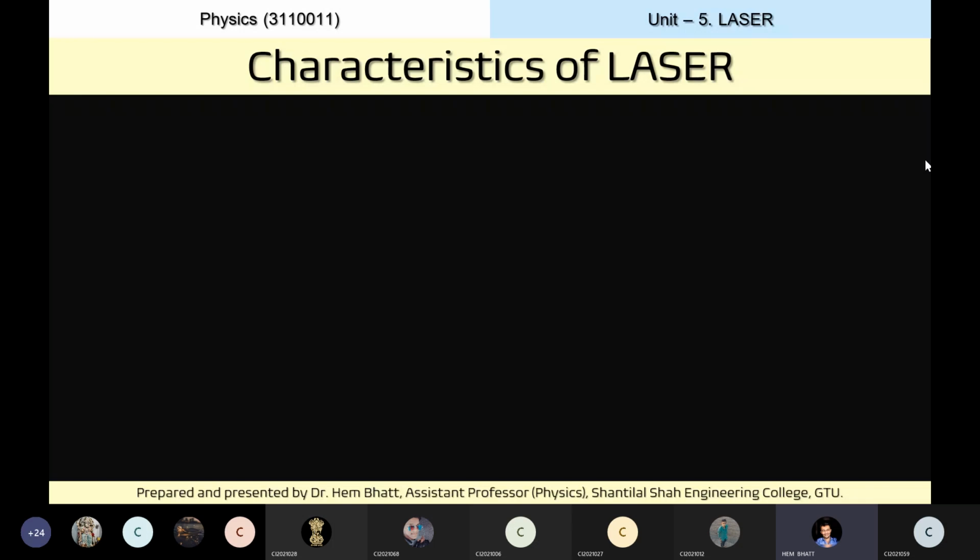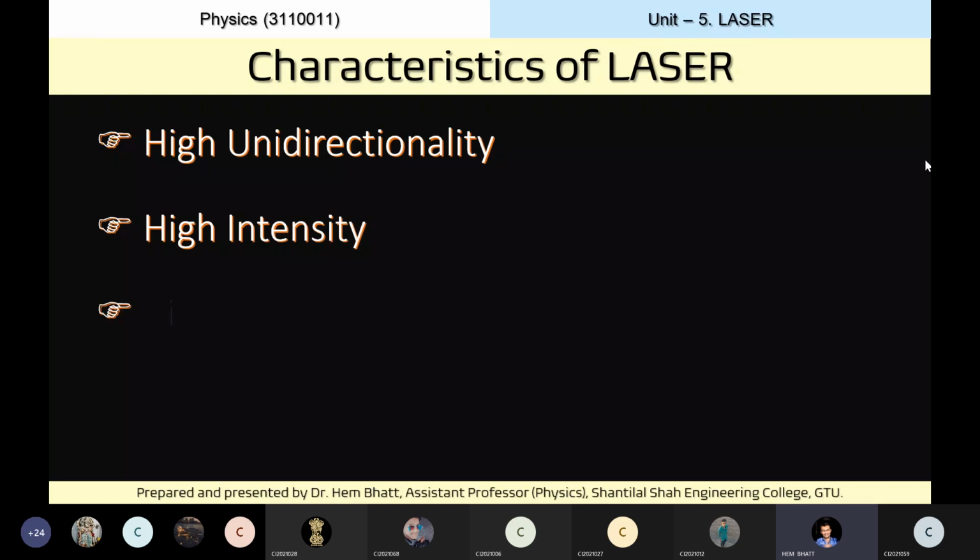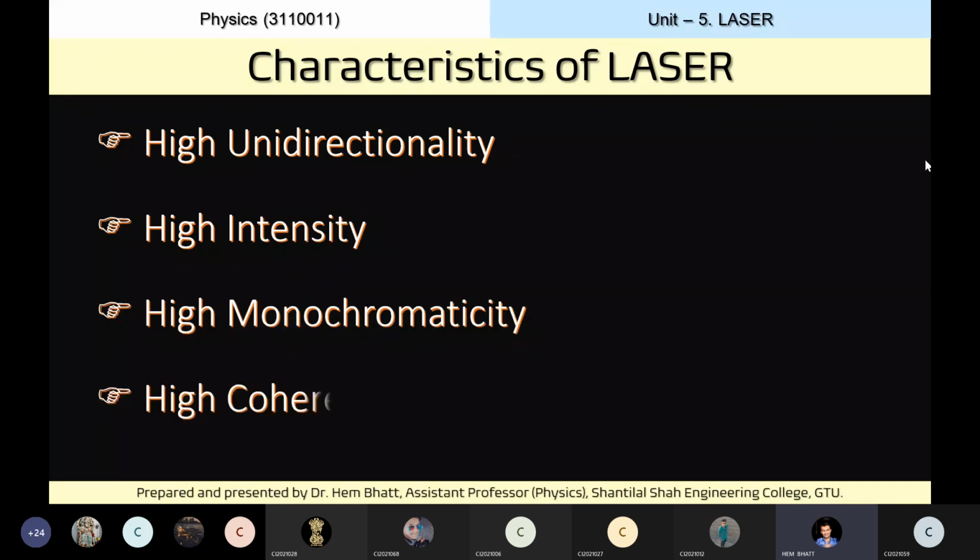Okay, so let us go further. High unidirectionality, high intensity, high monochromaticity and high coherence are the characteristics of laser.